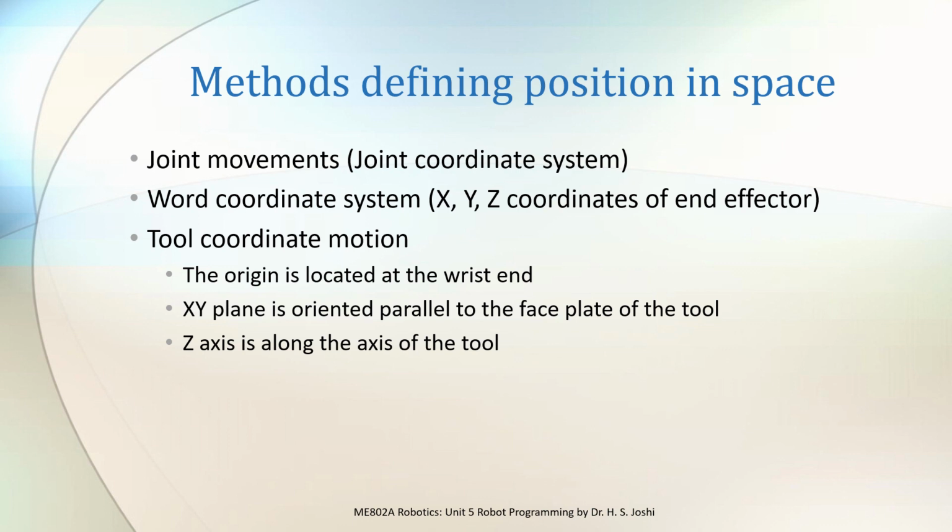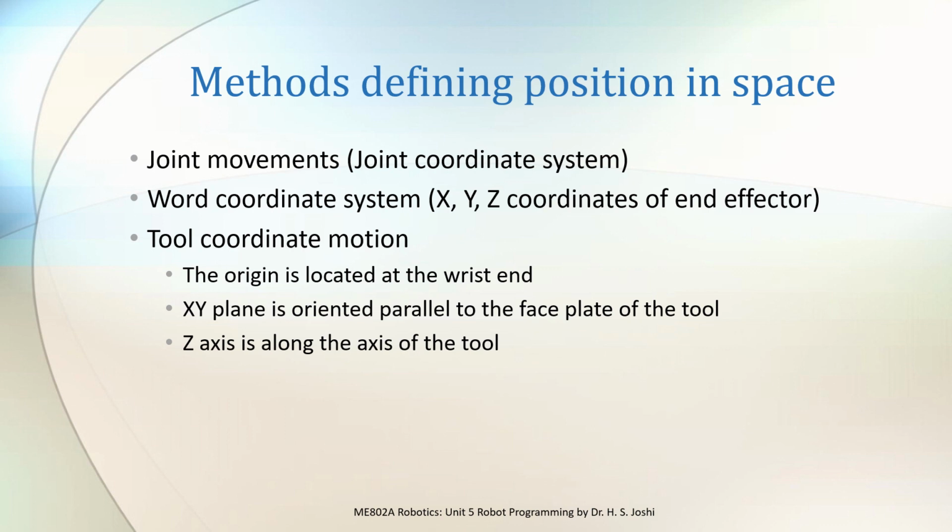In the case of the joint coordinate system or the world coordinate system, the important point in both cases is that this is always with respect to a frame of reference, which is an absolute frame of reference. It may be the origin of the base of the robot, or some other point within the work volume of the robot, or even outside the work volume. But these two positionings are always absolute positioning with respect to some absolute frame of reference.